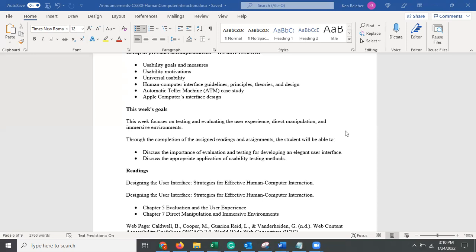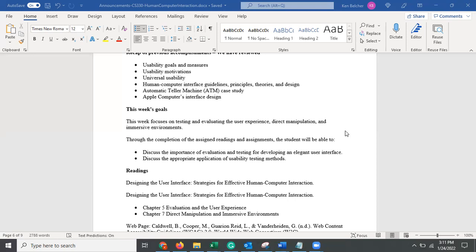So through the completion of the reading assignments, you should be able to discuss the importance of evaluation and testing for developing an elegant user interface. By now, you should know we're talking about elegance in computer science. Elegance is just easy, it provides a good user experience. That's what elegant is. It's not hitchy, or it doesn't cause users frustration. That's what we're trying to reach, an elegant experience.